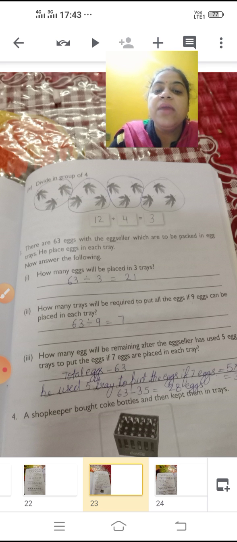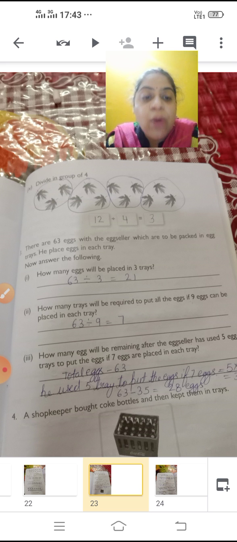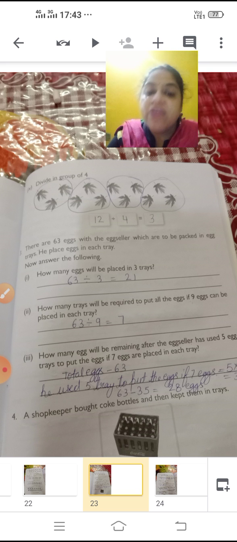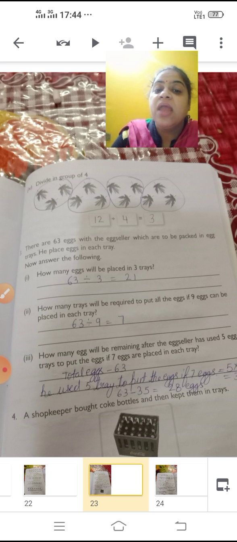Now next, how many trays will be required to put all the eggs if 9 eggs can be placed in each tray? Now they are talking about if we are putting 9 eggs in each tray, how many trays do we require to place them? So total number of eggs we are having is 63, and we have to put 9 eggs in each tray. So we have to take out how many trays we require. That will give you 7.